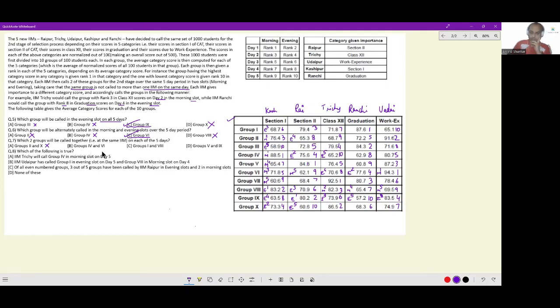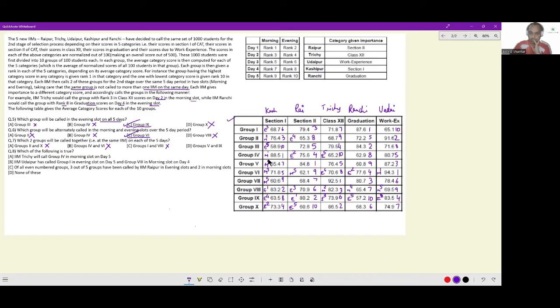Groups 4 and 6, 1 morning, 3 morning. So 4 and 6 are anyway out from our section 1 working itself. They are not going great. Group 1 and group 8, 3 evening, 1 evening out.